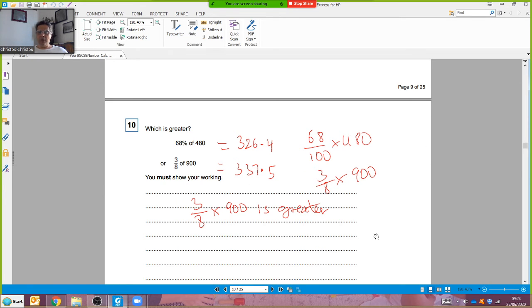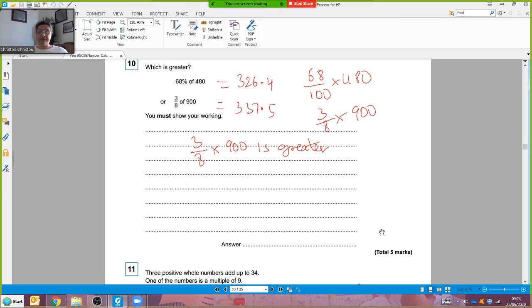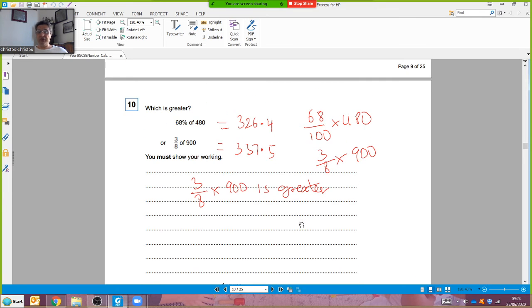Right. Which is greater is the question. So the answer is going to be that one or that one. But you have to say what it is. It's 5 marks for this, and you've got to show your working. Even though it's a calculator paper, and you're using a calculator like that, you still have to show what you did on your calculator.